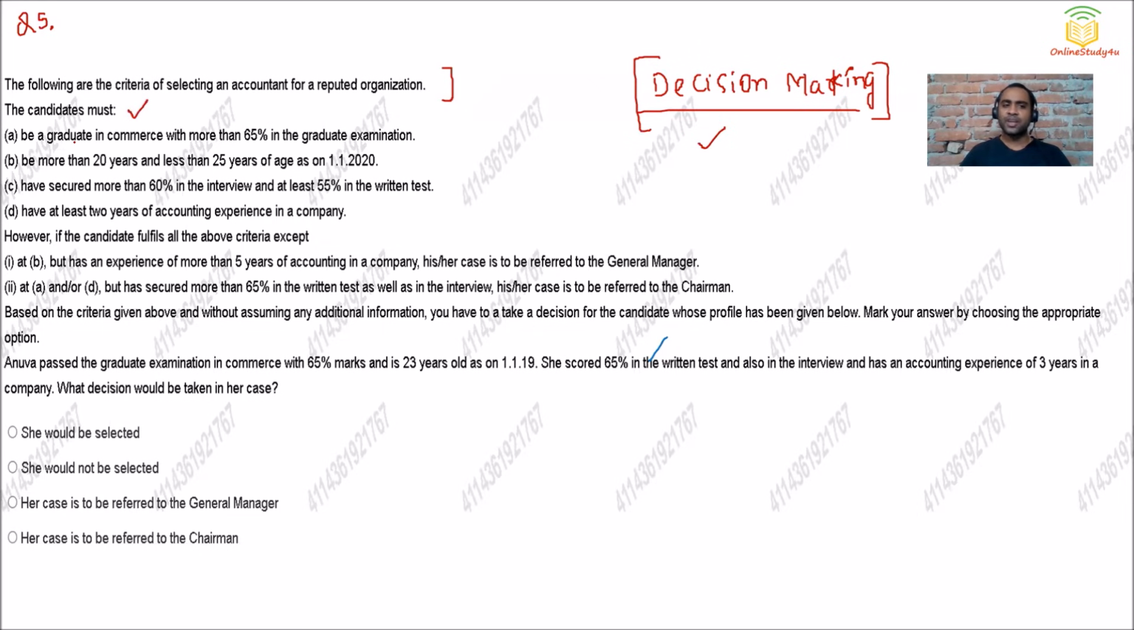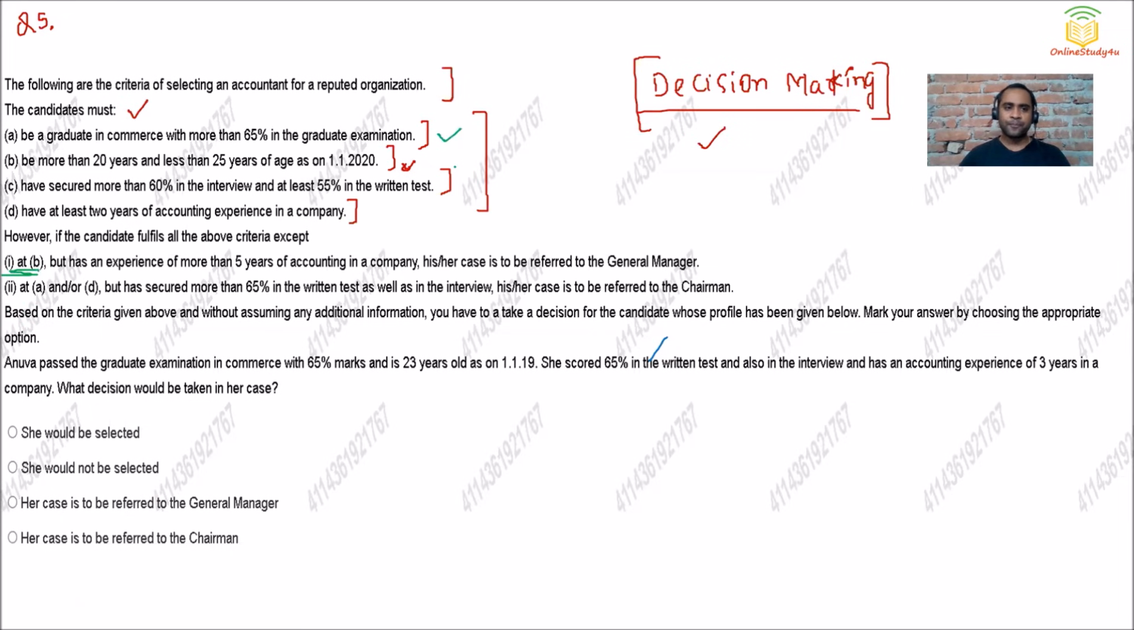If a candidate is a graduate in commerce with more than 65% in the graduate examination, if a candidate is more than 20 years and less than 25 years of age as on 1/1/2020, if a candidate has secured more than 60% in the interview and at least 55% in the written test, if a candidate has at least 2 years of accounting experience in a company, then the candidate will be selected. Okay, sorry, I'll take some other pen so that you'll be able to understand. But you can see A and B.